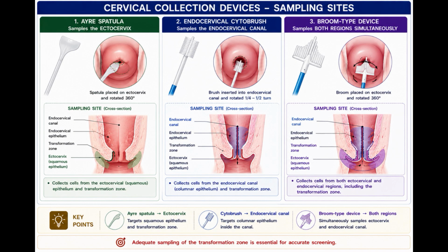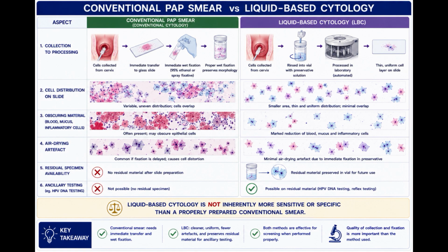The Ayre spatula samples the ectocervix, the cytobrush samples the endocervical canal, and a broom-type device samples both regions simultaneously. A conventional smear requires immediate transfer and wet fixation. Liquid-based cytology produces a smaller, more uniform preparation, reduces obscuring material and air-drying artifact, and preserves residual material for ancillary testing, but it is not inherently more sensitive or specific than a properly prepared conventional smear.